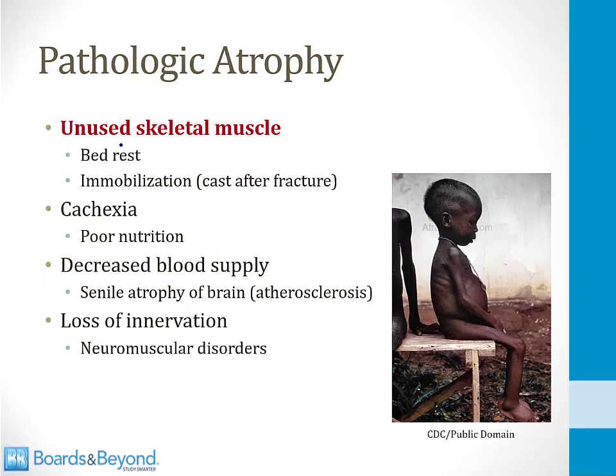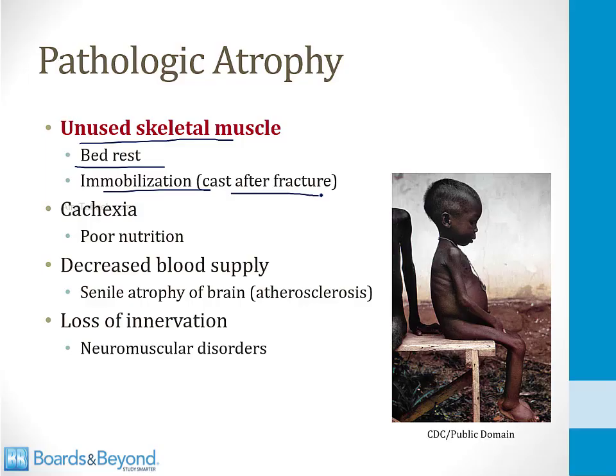Some pathologic examples of atrophy include unused skeletal muscle. You may know if you don't go to the gym for a while, when you usually do go to the gym often, that your muscles will shrink. That's atrophy. This can be pathologic when patients are on prolonged bed rest or if they have muscle tissue that's immobilized, for example, if they have to wear a cast after a fracture. This can lead to atrophy.